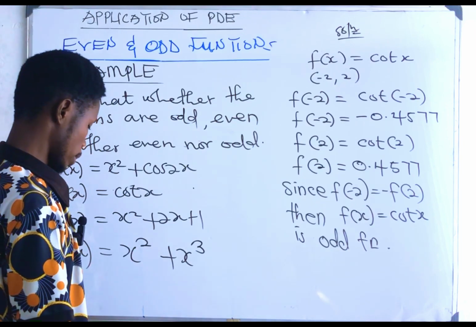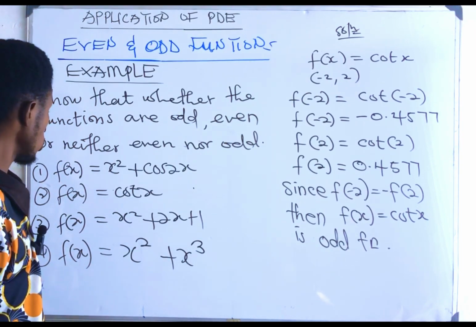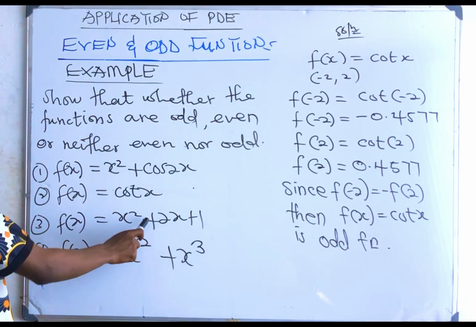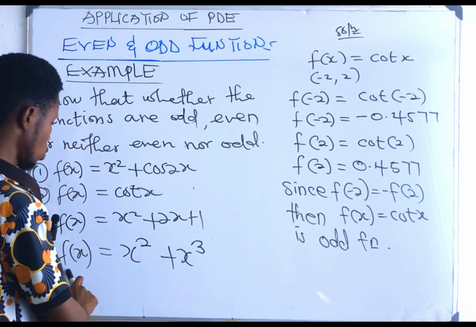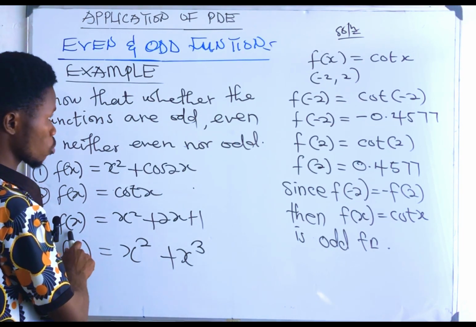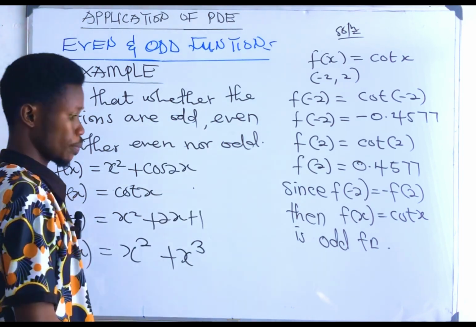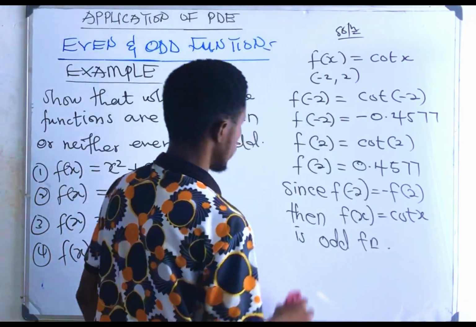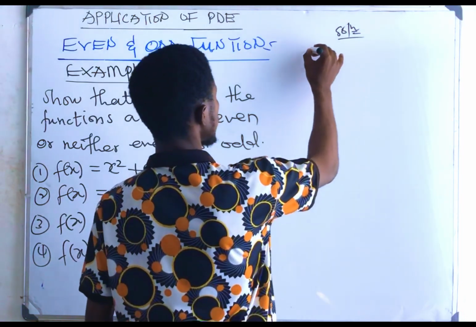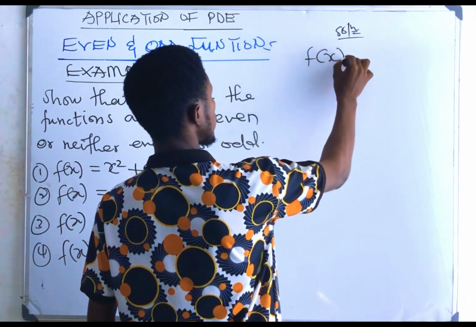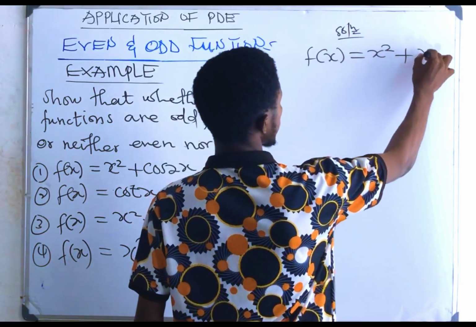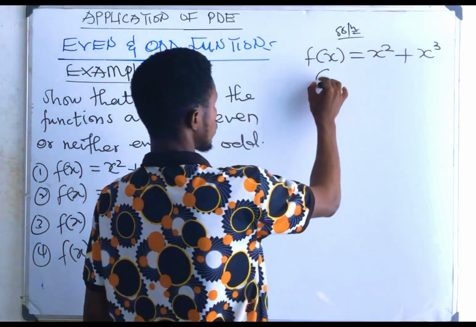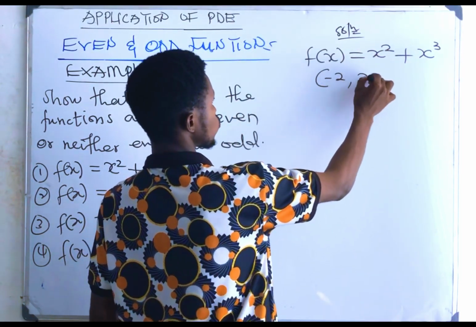Now I am going to leave this one for you to try, the last one. So I'm going to leave this one for you to try. Okay, so let me clean this side and do the last one there. We have f(x) = x squared plus x cubed. So my testing numbers are negative 2 and positive 2.